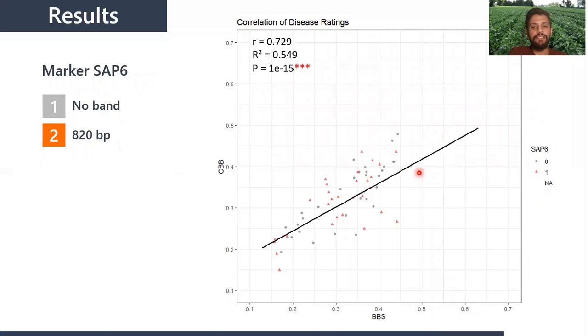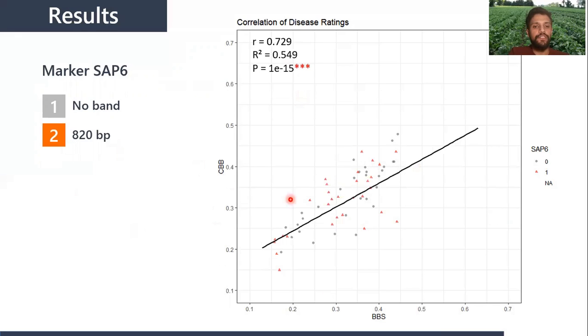And lastly, the SAP6 marker, which is the most traditional marker used for predicting resistance to common blight, did not have as good a response as the other ones, although it was still statistically significant.